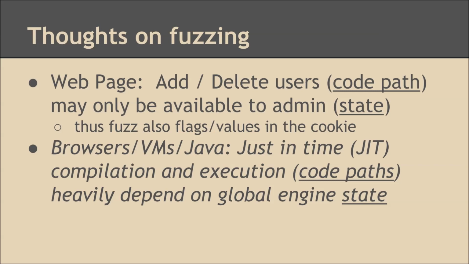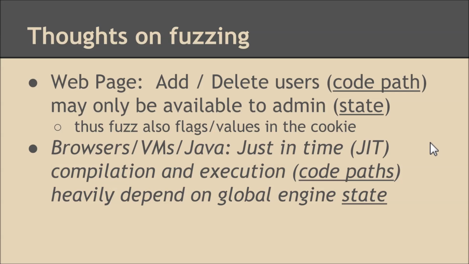For instance, a web page. Say the add and delete users page is only available to the admin. Well, testing this and seeing the other ways that it might be available would be fuzzing code paths for the add and delete users page while also testing the state. So it might be useful to fuzz the flags and values in the cookie to manipulate the state while accessing this web page, which is the code path.